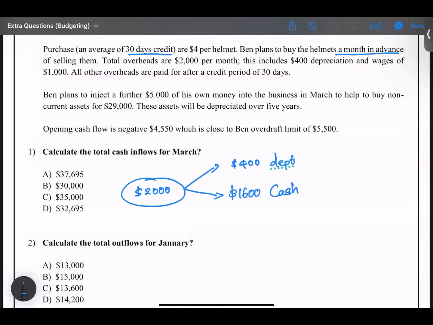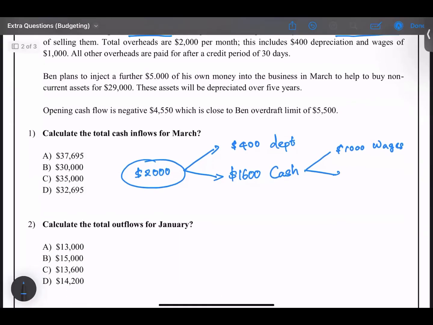And in that particular 1,600, you have wages of $1,000, and the remaining 600 will be your overheads. So what are they telling? All other overheads are paid for after a credit period of 30 days. But they haven't given any information about wages payment.